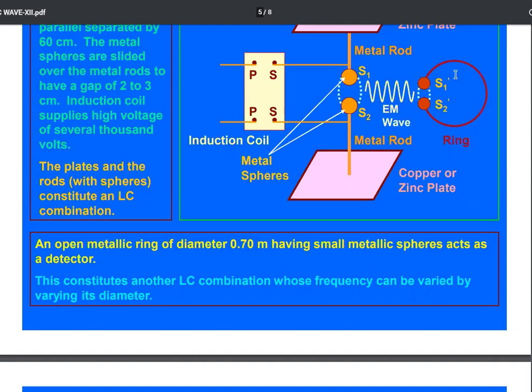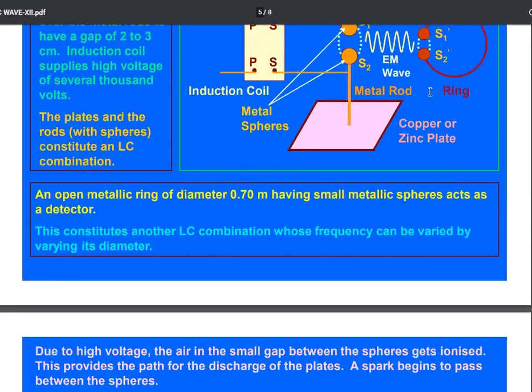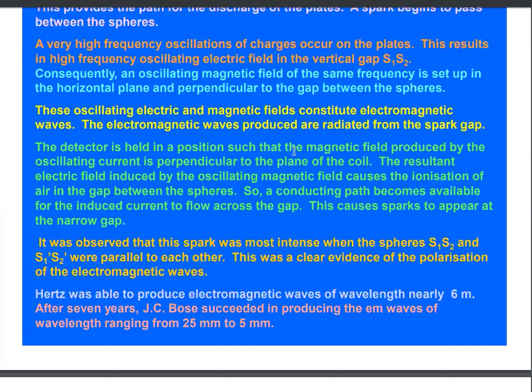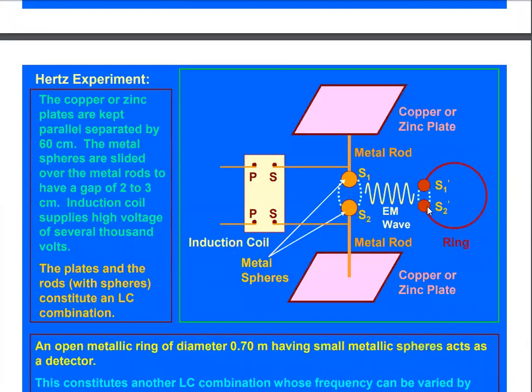And here this ring acts as a detector. So this wave will be detected here. You see, the detector is held in a position such that the magnetic field produced by the oscillating current is perpendicular to the plane of the coil. You see here, the magnetic field will oscillate perpendicular to the plane of the coil. This is the coil.